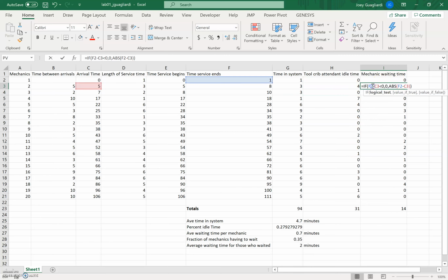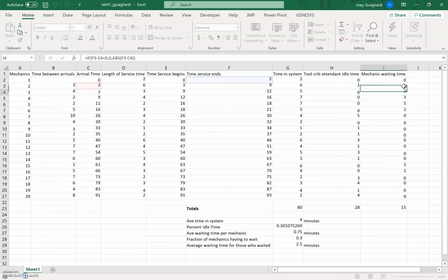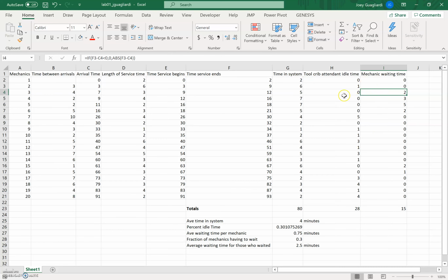And then the mechanic waiting time would be the time service ends previous minus the current arrival time. So they're almost inverses of each other. And if it was negative, you would put a 0. But if it was positive, you would put what the positive value was. So as you can see, that's how I populated this table. And down here I have my totals for the time in system, tool crib attendant idle time, and the mechanic waiting time. And I use these to calculate these equations.